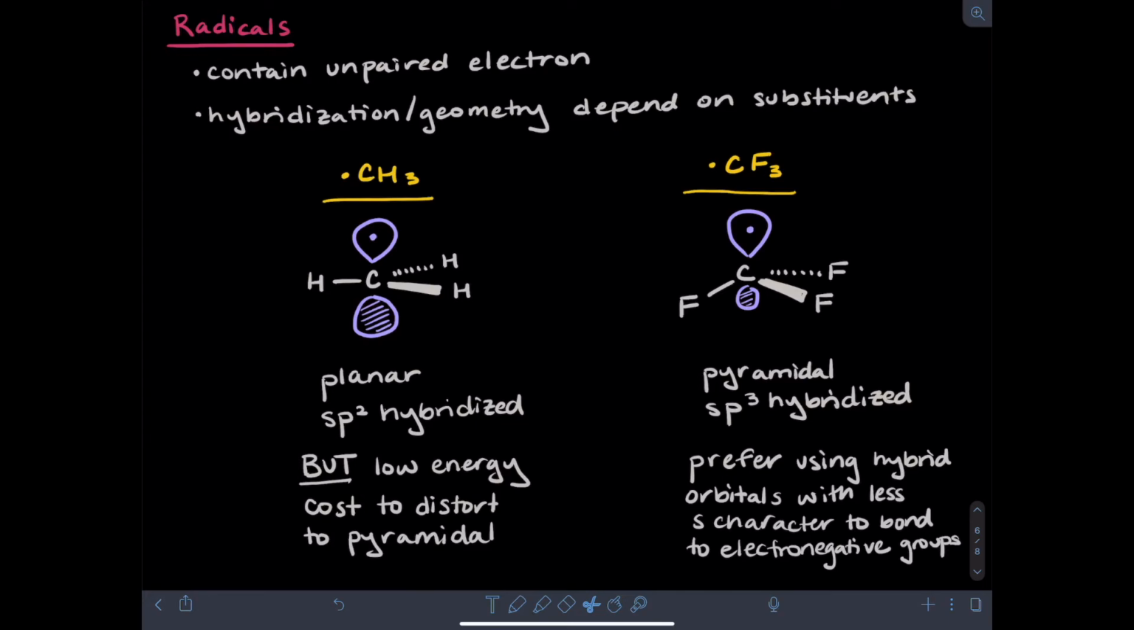And it really comes down to what type of orbitals carbon is using to make its bonds to fluorine rather than where the electron goes. So fluorine is our most electronegative element, and it draws electron density really well to itself. Because of this, fluorine prefers to bond to carbon if carbon is using an orbital where it can withdraw more electron density.